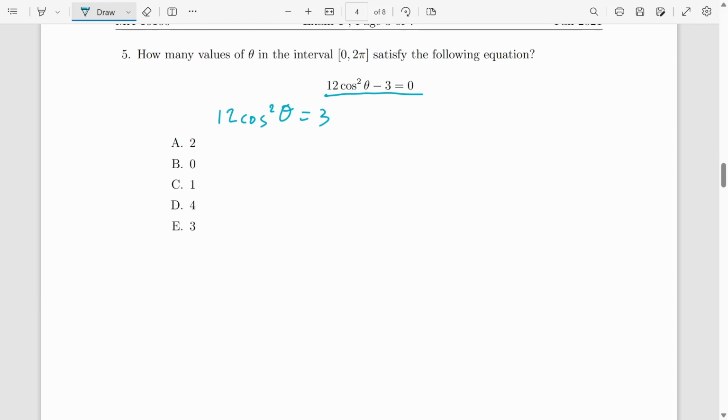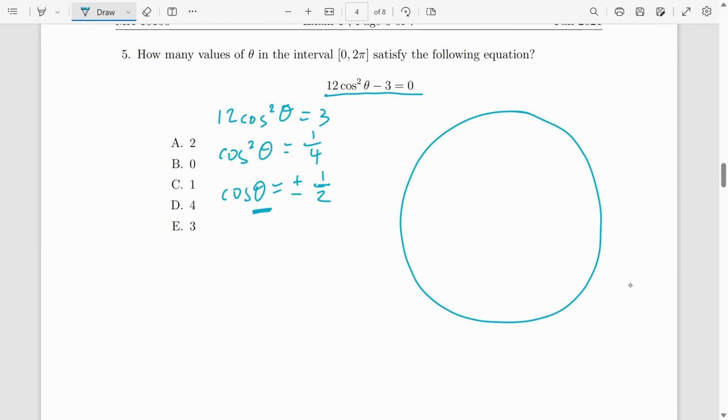Divide by 12 on both sides, and we get cosine squared theta equals 3 divided by 12, which is 1/4. Then square root of both sides, cosine theta equals plus or minus 1/2. So now we have cosine theta all by itself. Now we just need to figure out what values for theta here make the cosine equal positive or negative 1/2. Okay, this is the graphing part now. I'm going to show this visually. Sorry, I'm going to make a big unit circle.